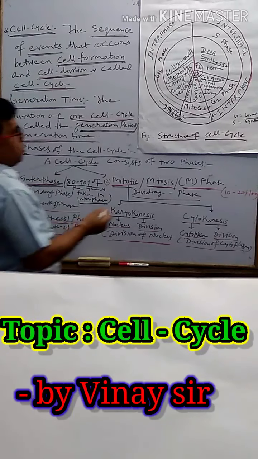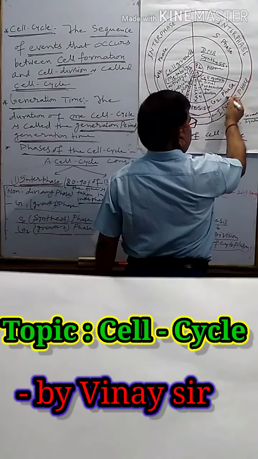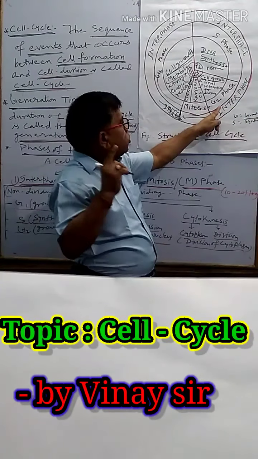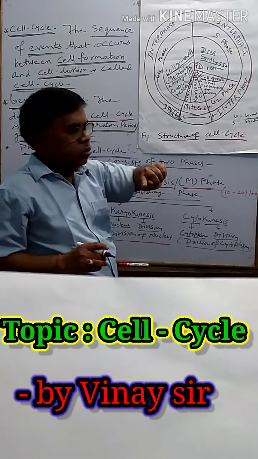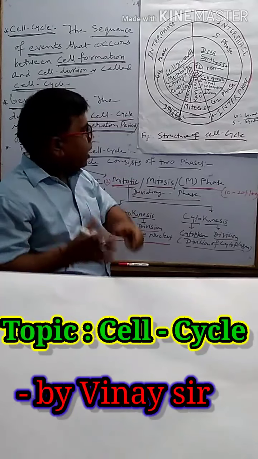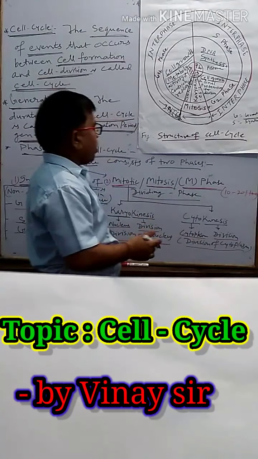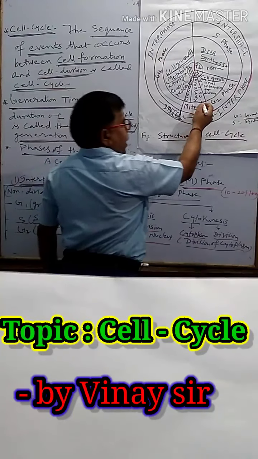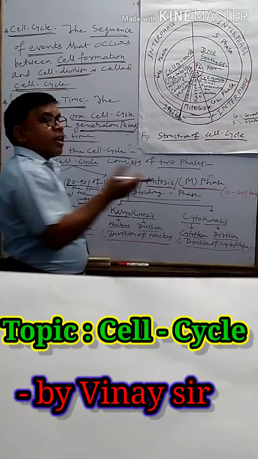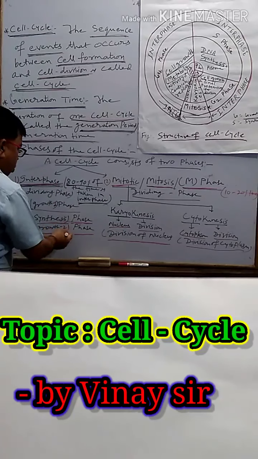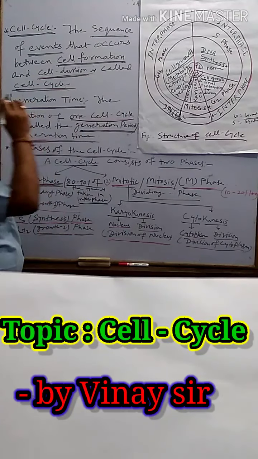Then the third phase, G2 phase. It is also called the second growth phase. In this phase, there is cell growth and final preparation for cell division. So that is called the G2 or growth 2 phase.